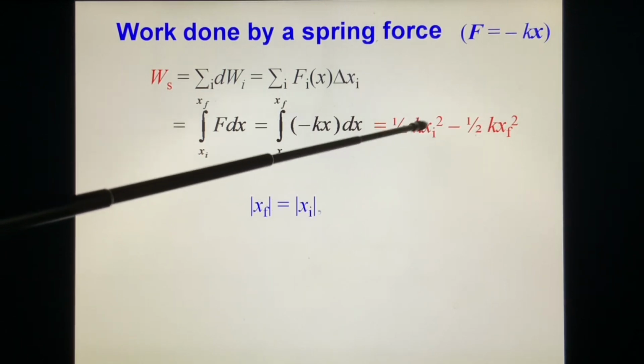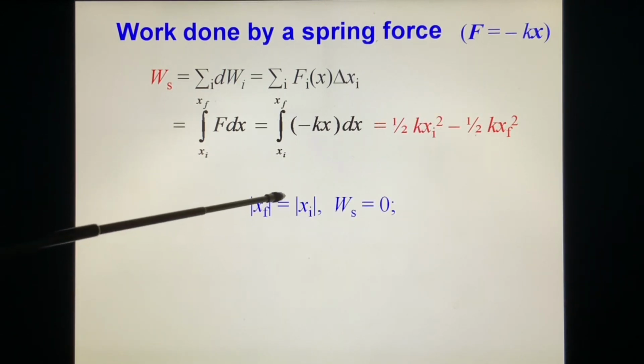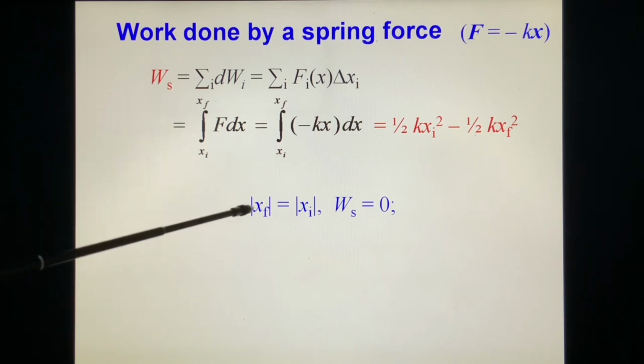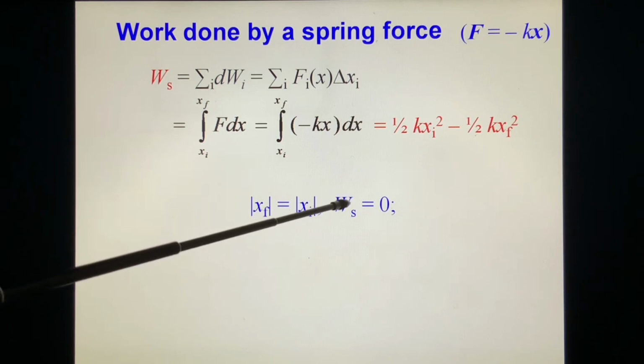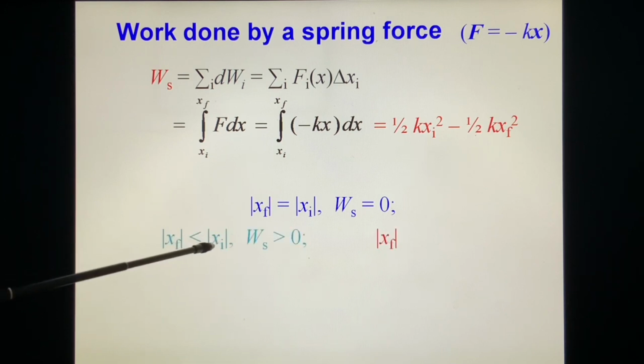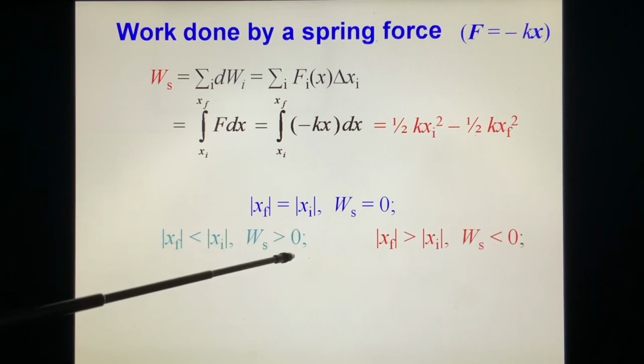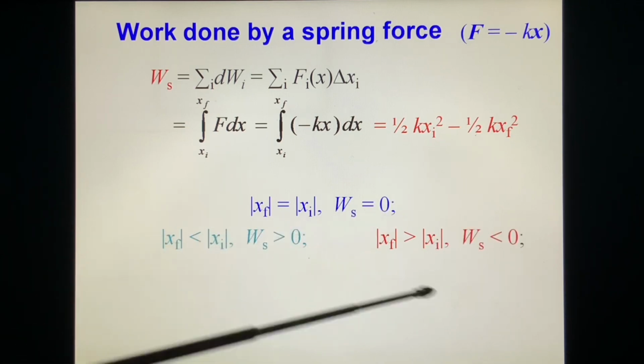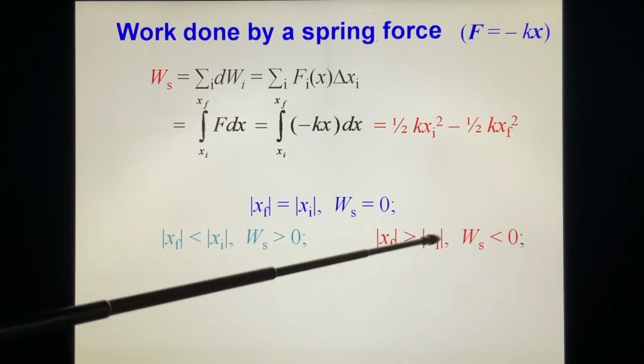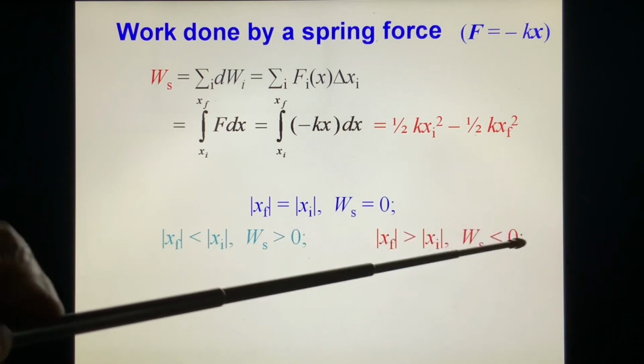Look at this one. It's all squared. If x final equals x initial, for example, you push to x initial, then you put it back to x final, even though the direction of the spring's length is different, the squares are equal, so the work done by the spring is 0. If the final length from the free end is smaller than the initial length, the work done by the spring is positive. Vice versa. If x final is larger than x initial, the work done by the spring is less than 0.